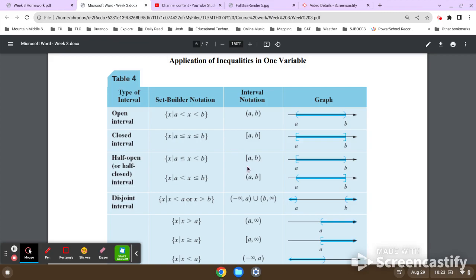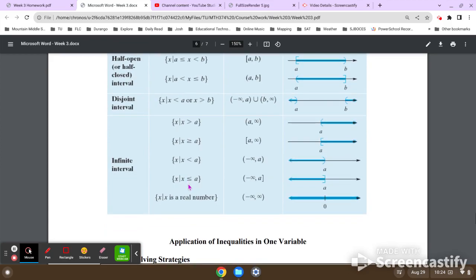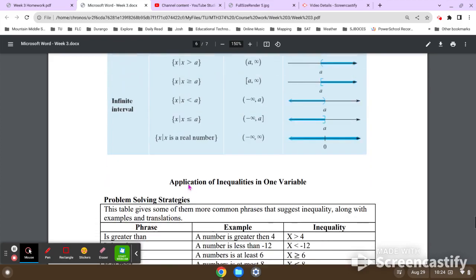Then we have half open intervals. That means that on one side it's closed, which means the square bracket, and on the other side it's open. So once again, you can identify the open bracket and the closed bracket. Once again, this is read as the set of all x's such that x is greater than or equal to A, but x is less than B, and so forth. We also have something called a disjoint set.